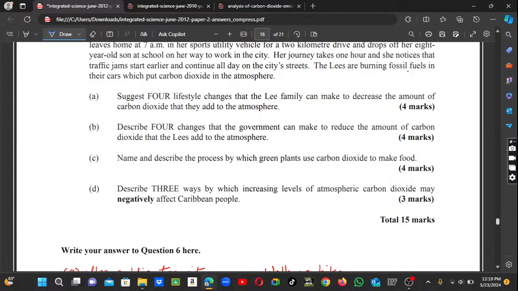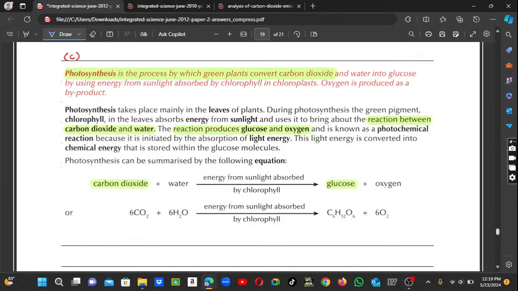Alright? And the other one will be describe 3 ways in which increasing atmospheric carbon dioxide may negatively affect the environment. So we're talking about how carbon dioxide would affect the environment. But here we are talking about photosynthesis, a process by which green plants convert carbon dioxide and water into glucose. And we all know that the energy from sunlight is absorbed by chlorophyll, and chlorophyll is found in the chloroplast. Then we see that oxygen is produced as a by-product. Alright, so photosynthesis would normally take place mainly in the leaves of plants.